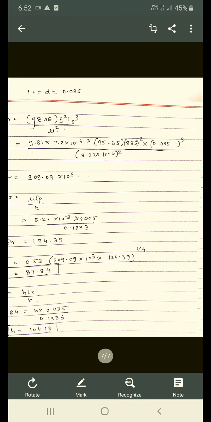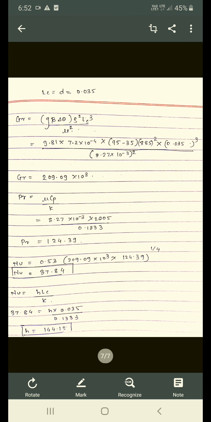Now using the empirical correlation, Nu is equal to 0.53 times the GR value and PR value, that is 209.09 into 10 raised to 3 and PR 124.39, raised to 1 by 4. So we will get Nu equal to 37.84. Then using Nu is equal to H LC divided by K, we can calculate the H value. So H is equal to 144.15. If we are interested in calculating the heat transfer, we can use Q is equal to H A delta T, but as it is not asked over here, we will stop here only. H is equal to 144.15.